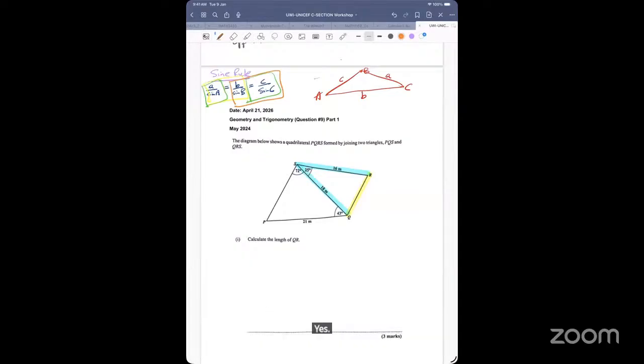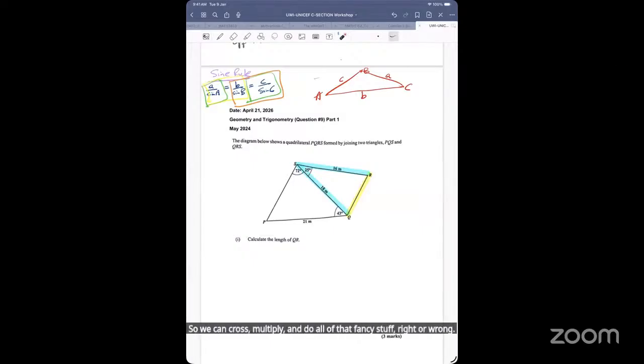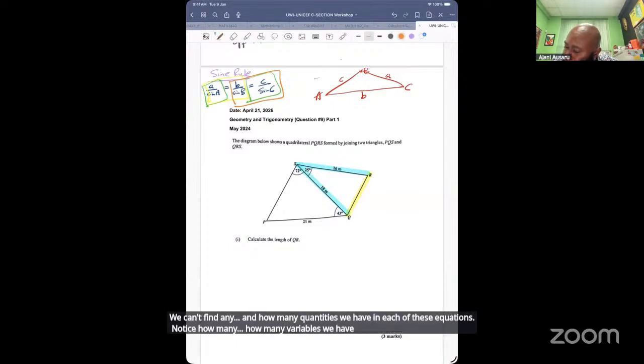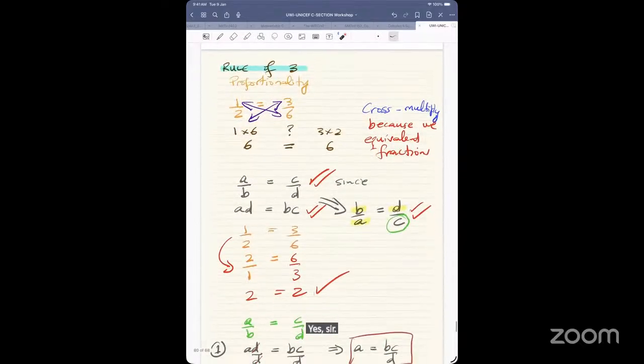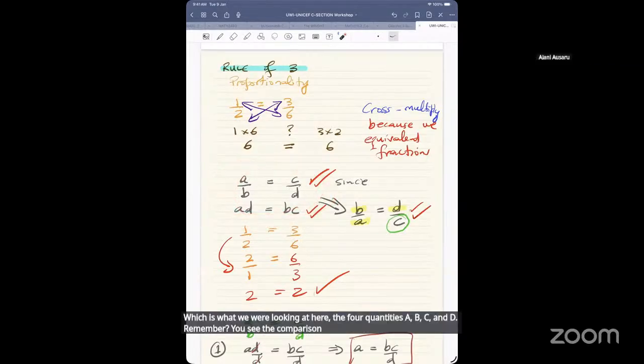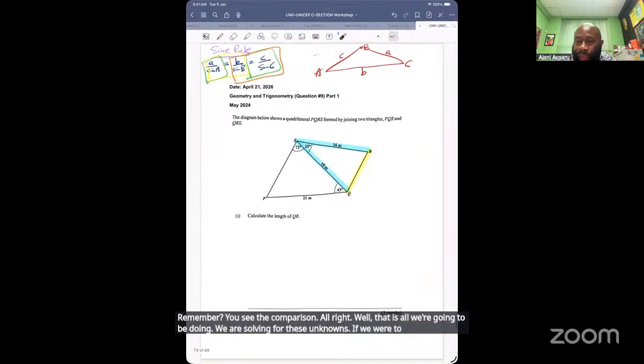Right. So we can cross multiply and do all of that fancy stuff, right or wrong? And we can find the unknowns. Notice how many quantities we have in each of these equations. Let me use the orange as an example. We have B, which is a side length, an angle B, side length C, and angle C. So we have 4 quantities, right or wrong? Which is what we were looking at here, the 4 quantities A, B, C, and D. Remember? You see the comparison? That is all we're going to be doing, solving for these unknowns. So if we were to use the sine rule, that would be the situation.